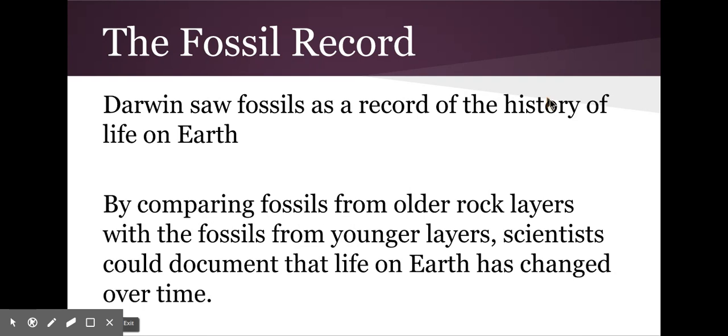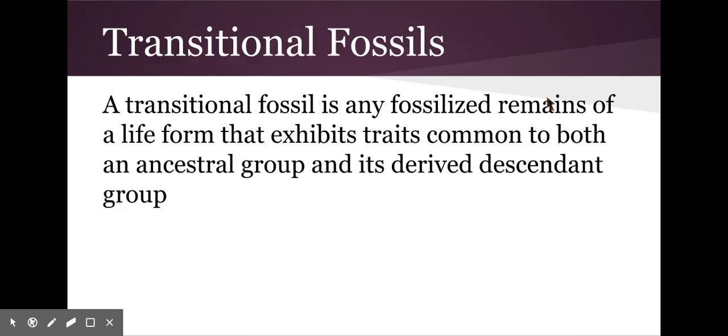So the first thing is the fossil record. Everyone knows what a fossil is, and Darwin actually used fossils as part of the history of life on Earth. And he actually compared those fossils to use in his theory of evolution. So by comparing fossils from older layers of rock lower in the earth with the younger layers, scientists document that life has changed, and we document those small changes, but we also document those big changes over time.